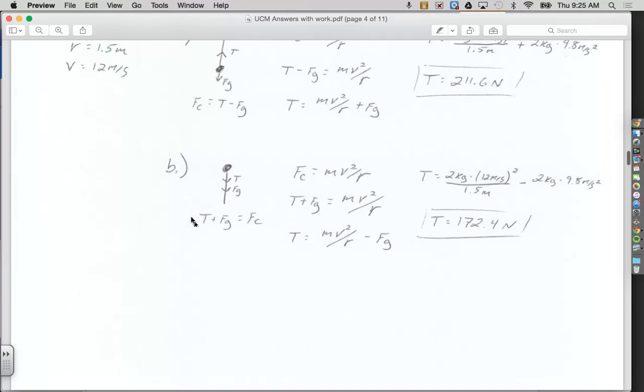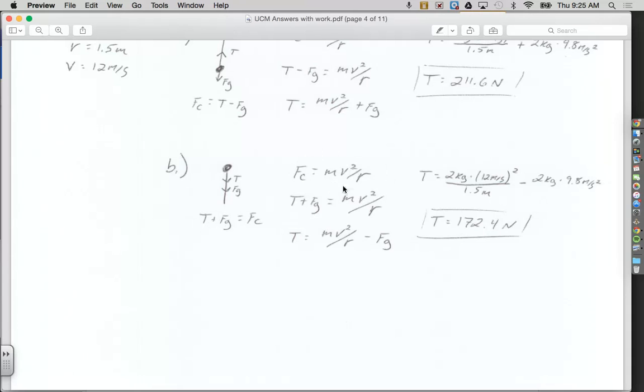For part B, it's at the top of the path now. And when it's at the top of the path, the tension points towards the center, and gravity also points towards the center. They're working together. They're not working away from each other. So now I'm adding them up to be the centripetal force because they both go towards the center. So they're both positive.